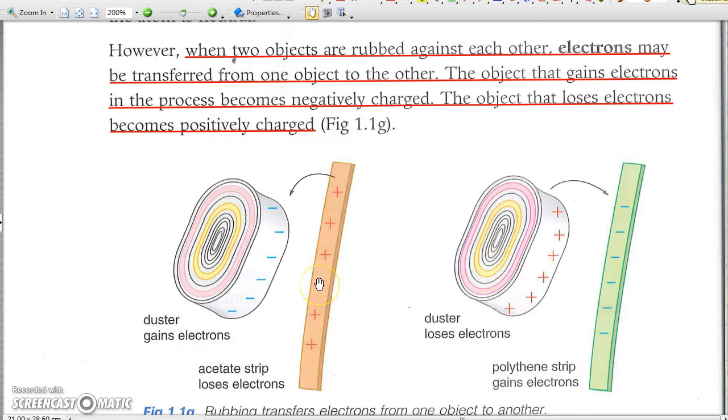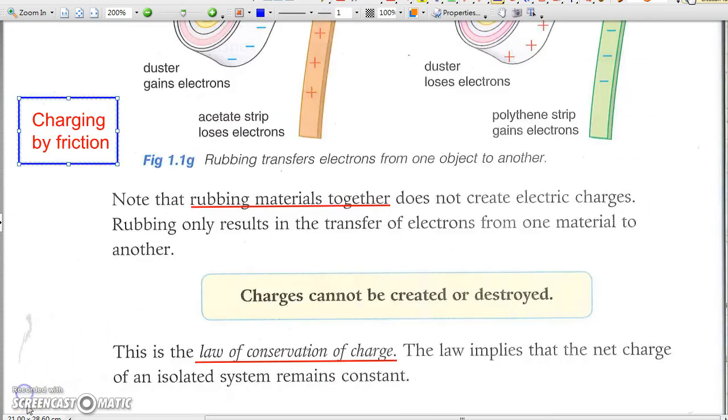Similarly, acetate particles are very weak at holding their own electrons, while particles of woolen cloth may pull off electrons from the acetate molecules and gain extra electrons. So acetate strips become positively charged and woolen cloth becomes negatively charged. Such a process of charging is called charging by friction. So rubbing materials together does not create charges, but only transfers charges.